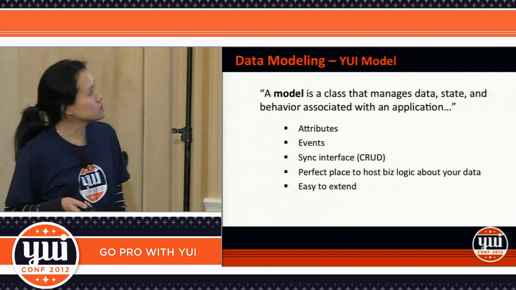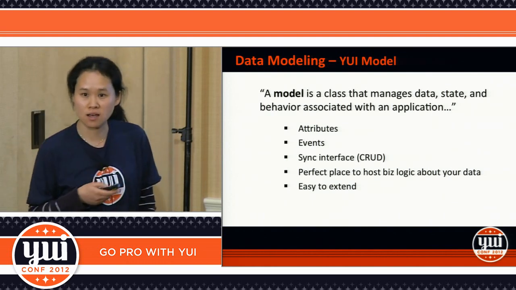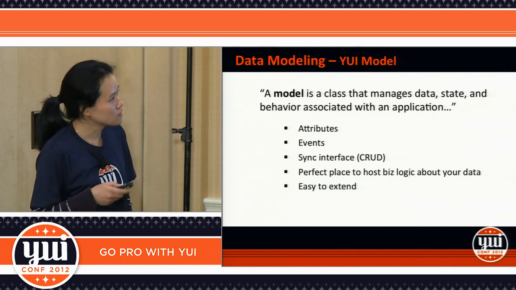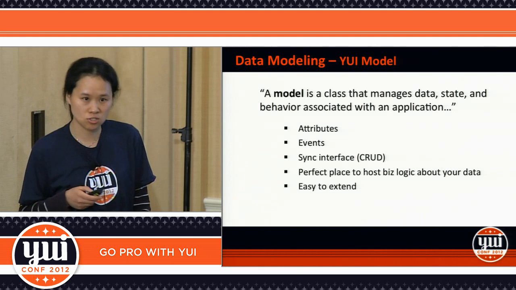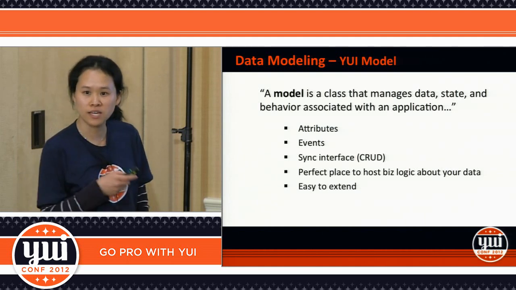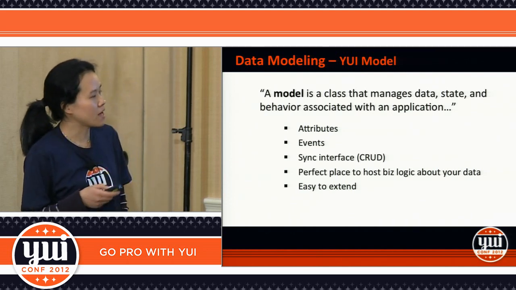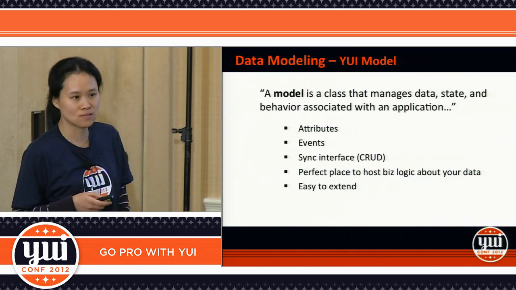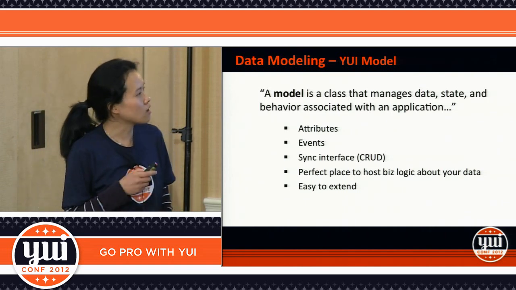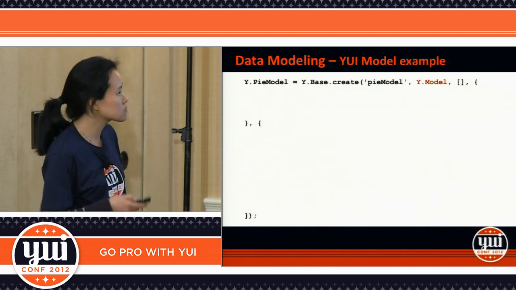So YUI model already has these attributes, what Luke talked about in the morning. It has events, which is an awesome thing. And it has a sync interface, which is very easy to understand because it just inherits CRUD for create, read, update, and delete. And above that, the model is also a perfect place to host business logic about data. And also the good thing is that YUI model is really easy to extend.